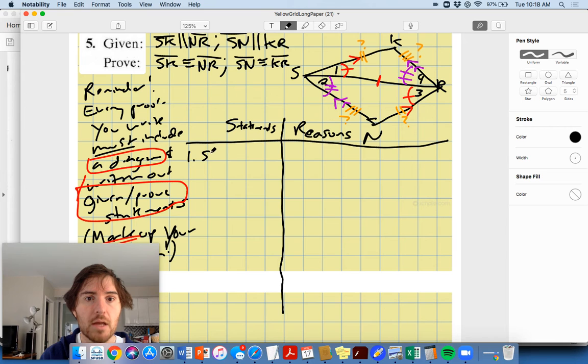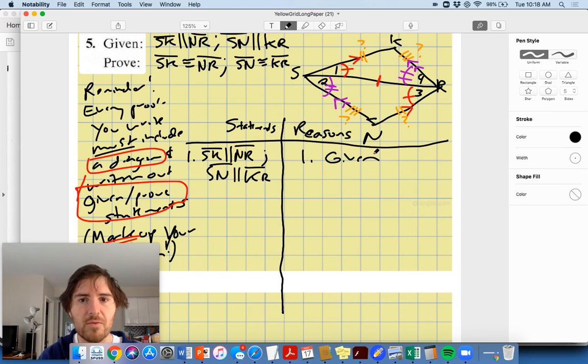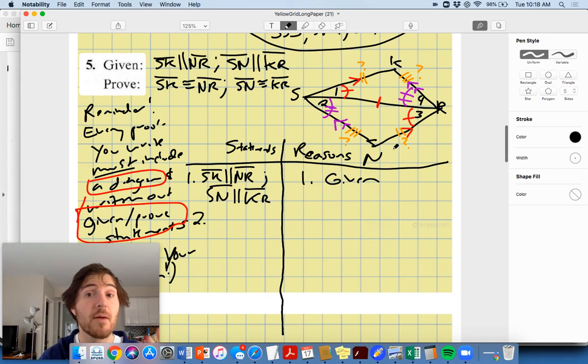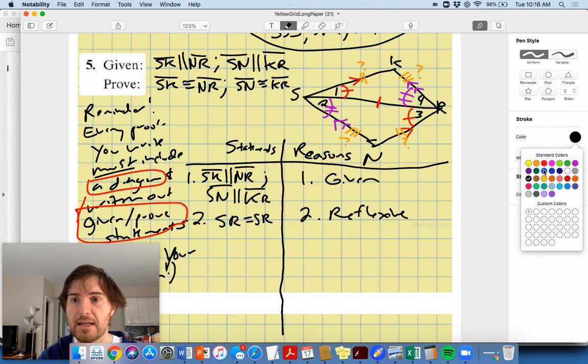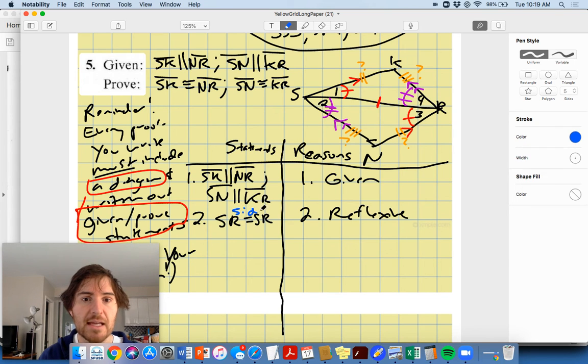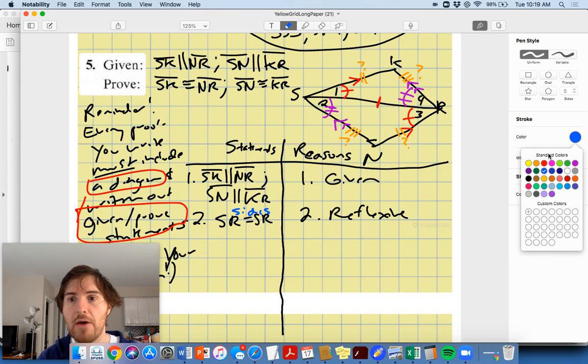We got number 1, SK is parallel to NR, and then here we have SN is parallel to KR. So now that the hard part was done, which was just looking at things, now we just need to get it written, which is kind of nice. You take a deep breath and just do it. Okay, so we had parallel lines first. I jumped to getting the SR thing just to keep myself organized. I'm going to say SR equals SR, and that's by reflexive. Okay, that was important because that gets me to the sides being congruent. And now I just need to get the angles.